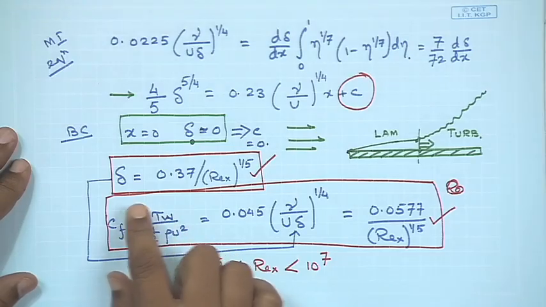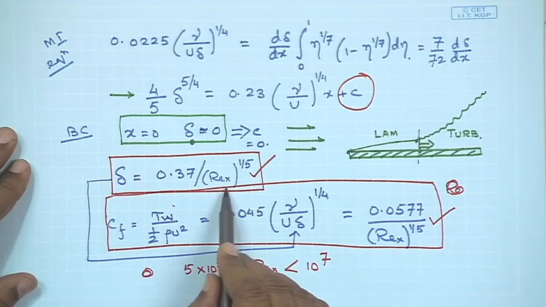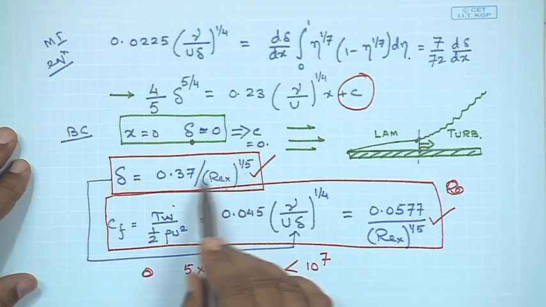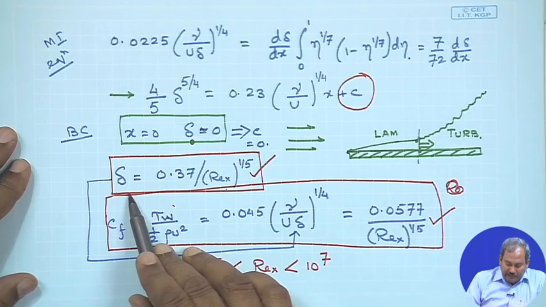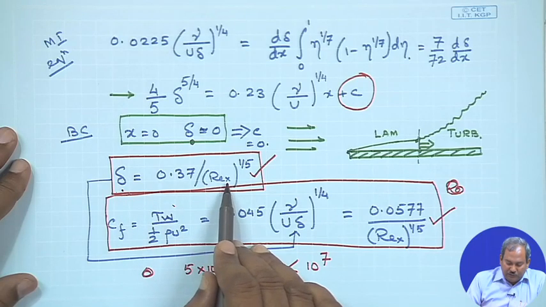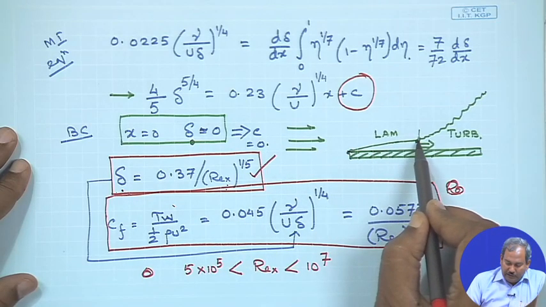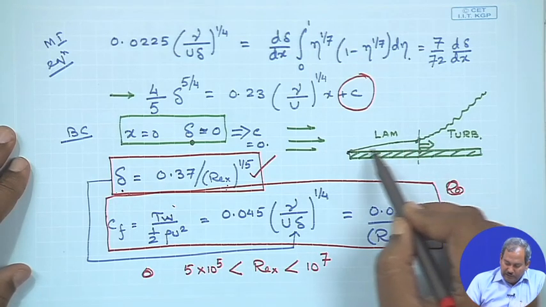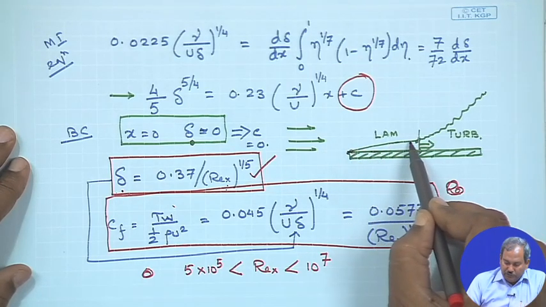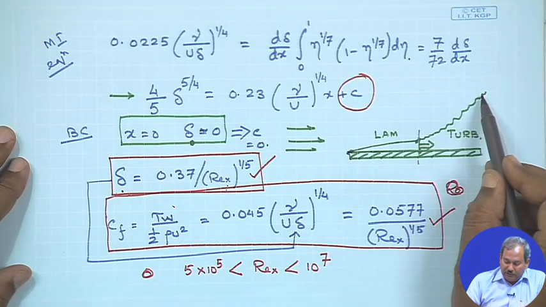One more point I would like you to appreciate is that delta here depends on Re_x to the power 1/5, which correctly identifies the rapid growth of boundary layer with x once the flow becomes turbulent. So, the figure that I have drawn over here shows the growth of the boundary layer being very slow and gradual as long as the flow is laminar, and then it starts rapidly growing when the flow becomes turbulent.